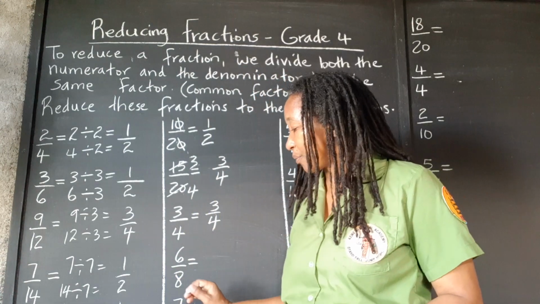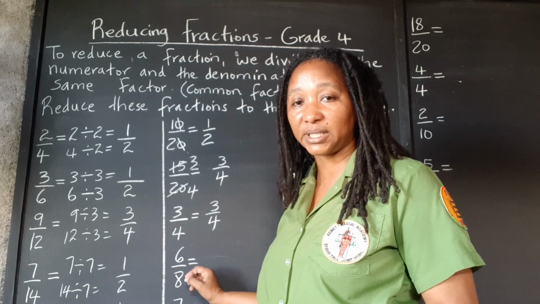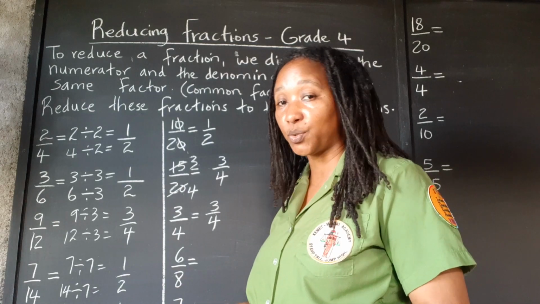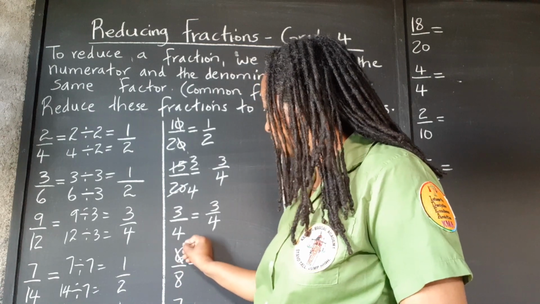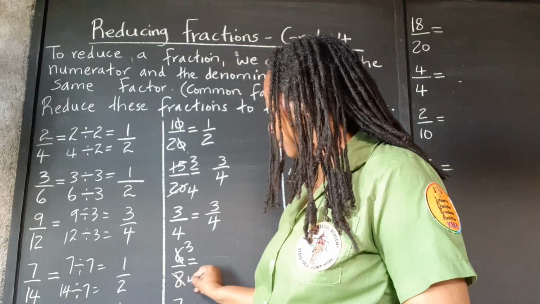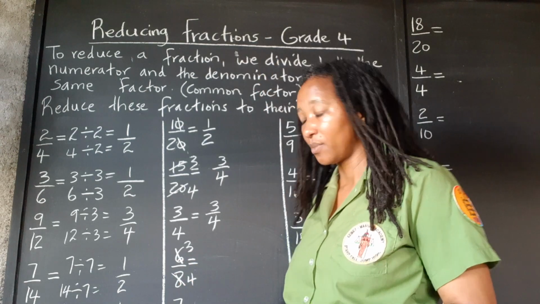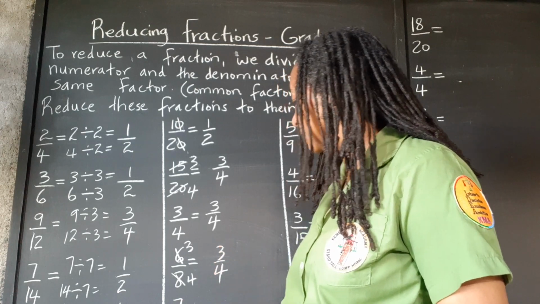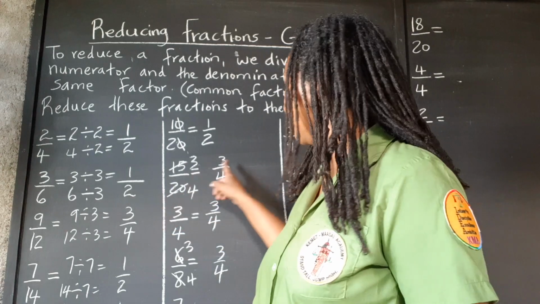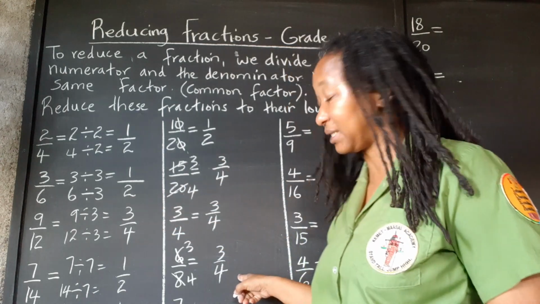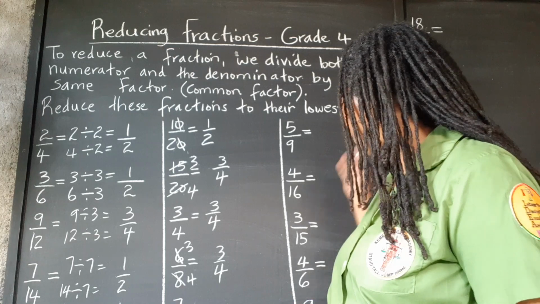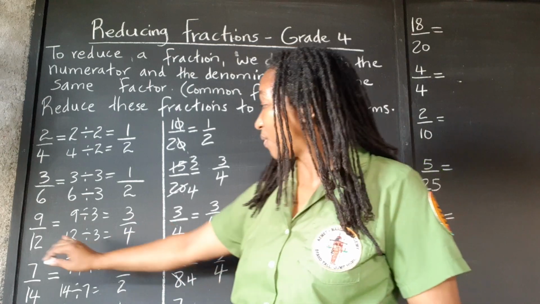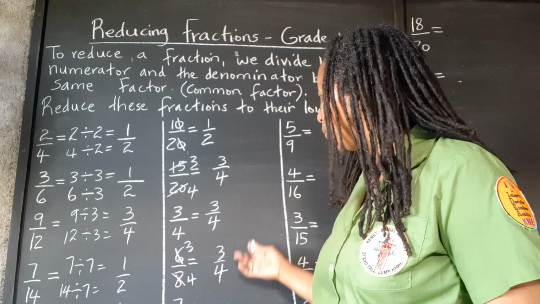6 over 8. Looking at these, they are both even numbers, so we know that they can be divided by 2. So 2 into 6 goes 3 times, 2 into 8 goes 4 times. Alright, so again, we have our 3/4. So the 3/4 is making itself known, it's representing from earlier. See that? I wonder if we'll come upon any other 3/4. So all these fractions are equivalent fractions. They reduce to the same thing.